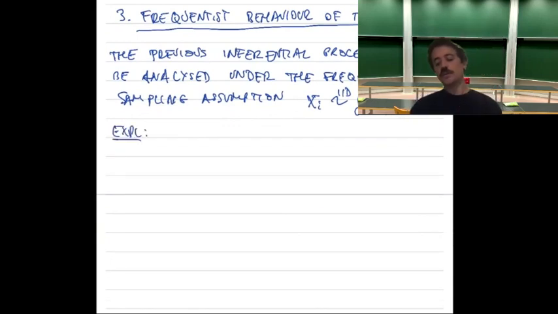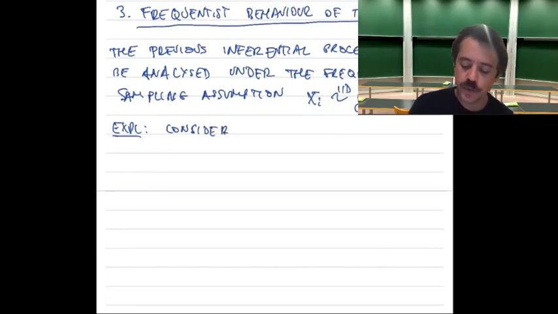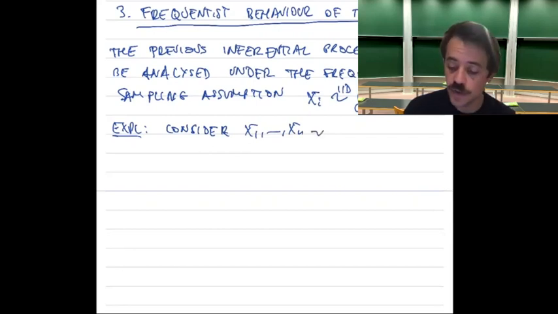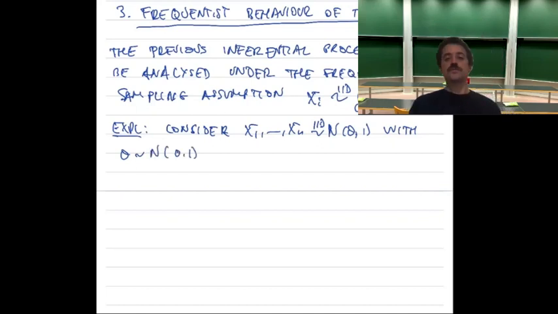So let's go back to an example that we saw in the last lecture, in which we have conjugacy, and so therefore we can do the calculations more explicitly. So let's consider X1 to capital Xn to be IID with the Gaussian distribution, normal with mean theta and variance known and equal to 1. And as Bayesians, we elicit a prior, so we're going to say that theta follows a normal distribution, the standard normal.